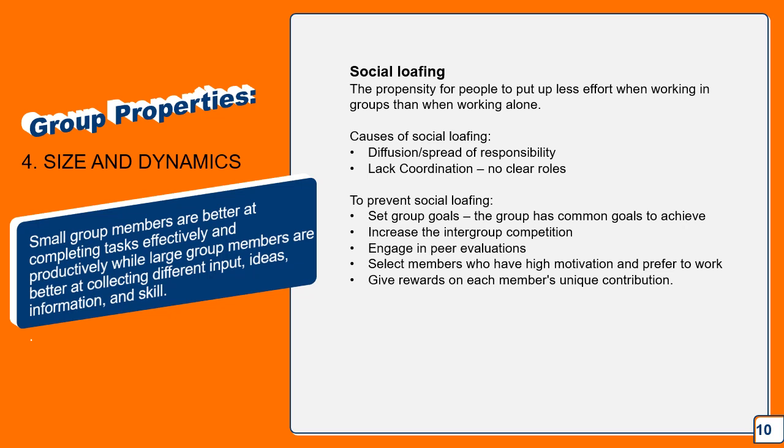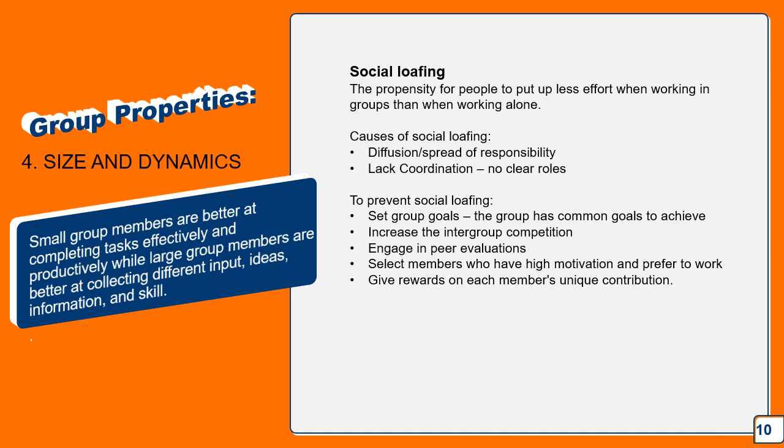The next group property is size and dynamics. So the explanation given for size and dynamics as one of the group properties here is small group members are better at completing tasks effectively and productively, while large group members are better at collecting different input, ideas, information, and skills. So this relates to dynamic, size of the group. So it says that small group is better in one way and large group is also better in another way.